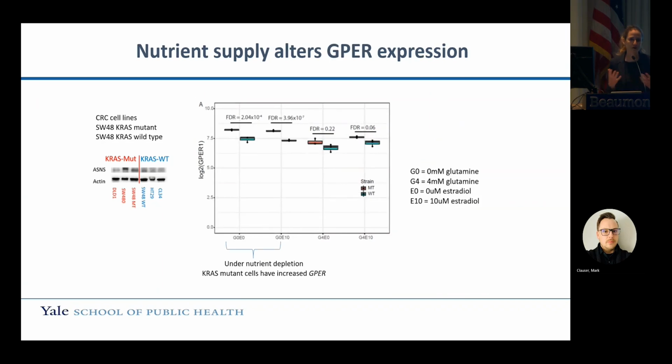We then looked at GPA and we saw the same thing. GPA was also similarly increased in the mutant cell lines compared to the wild type, only in these nutrient deplete conditions. Of interest here as well, we did add estradiol to see what the effect would be on these cell lines. And we saw, as expected, that it did decrease cellular proliferation, but it had no effect on the mutant cell lines in this nutrient deplete condition. So this signified to us that there could be some resistance in these KRAS mutant cell lines to estradiol's effects when you don't have a normal nutrient supply.